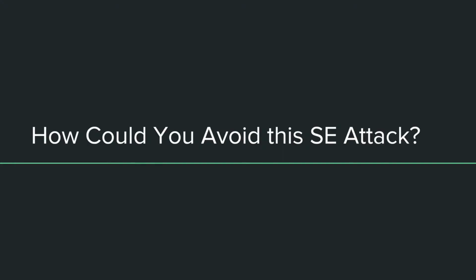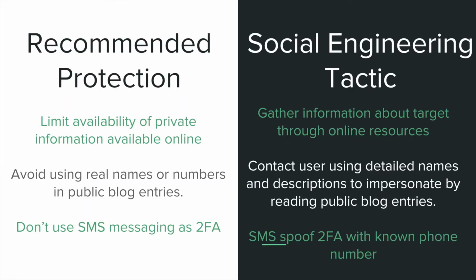So what are some ways for you to avoid this social engineering attack? There are a few mitigations that a Chief Information Security Officer might recommend in order to prevent this sort of social engineering attack. One thing you should do is limit the availability of your private information online. Don't use private phone numbers or email addresses, but rather post business ones instead.